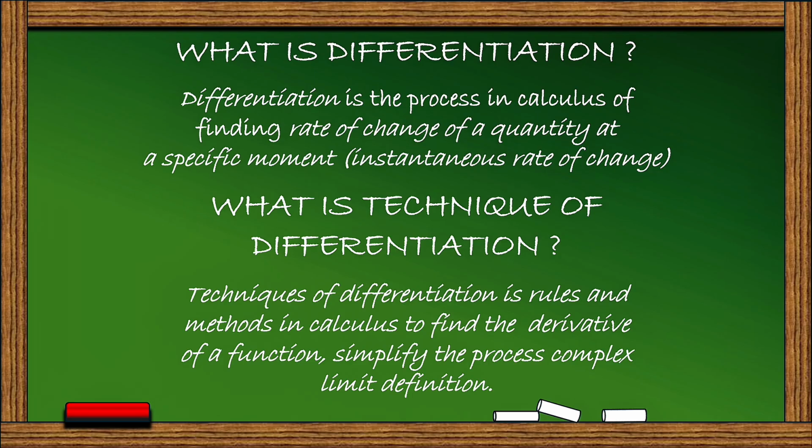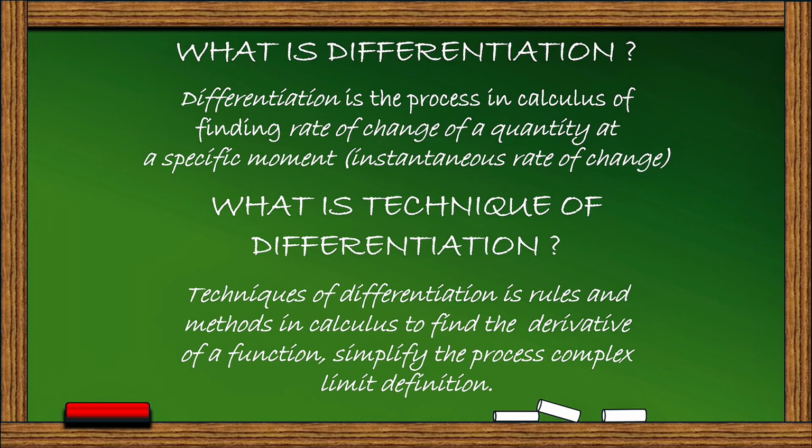What is differentiation? Differentiation is the process in calculus of finding the rate of change of a quantity at a specific moment, the instantaneous rate of change. It tells you how fast one quantity changes when another quantity changes.